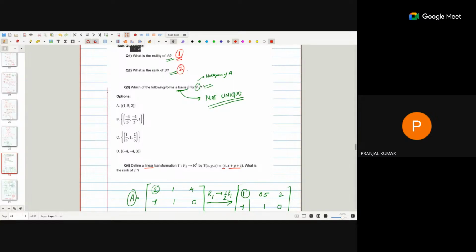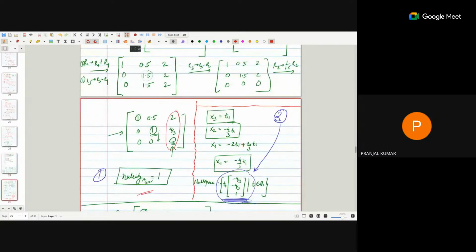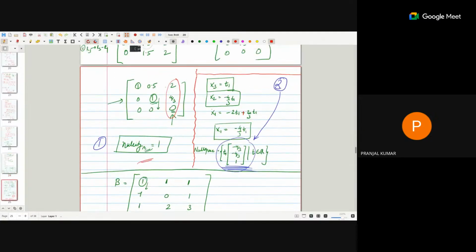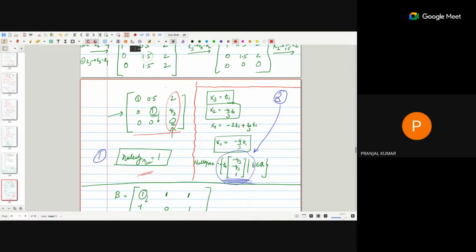Now, which of the following forms a basis for V1? V1 is the null space of A, so you would have to operate on the A matrix. We already have the row echelon form available. You see that x3 is your free variable, so I assigned a parameter t1 to x3. Then I rewrote the system, these two equations. I expressed x2: 1 x2 plus 4 by 3 x3 is equal to 0, so x2 would be equal to minus 4 by 3 x3. So x3 is t1, I have substituted t1, so minus 4 by 3 t1.